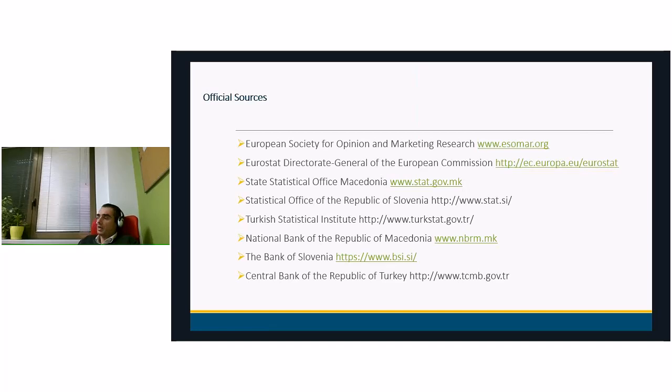turkstat.gov.tr. Apart from this, if someone is doing research in the banking industry, you can find some information online on the national banks of the countries. For example, on the National Bank of the Republic of Macedonia, you can see the webpage nbrm.mk, on the Bank of Slovenia, bsi.si, or on the Central Bank of the Republic of Turkey, tcmb.gov.tr, or the European Central Bank, for example, which is not stated here. But you can easily Google it and find it.